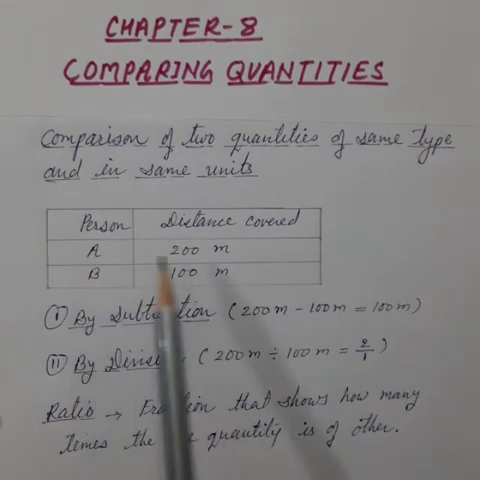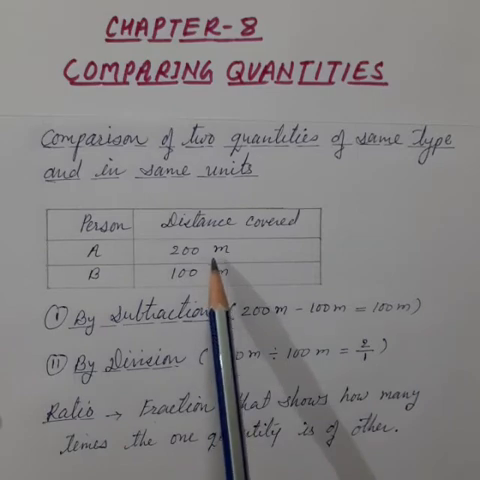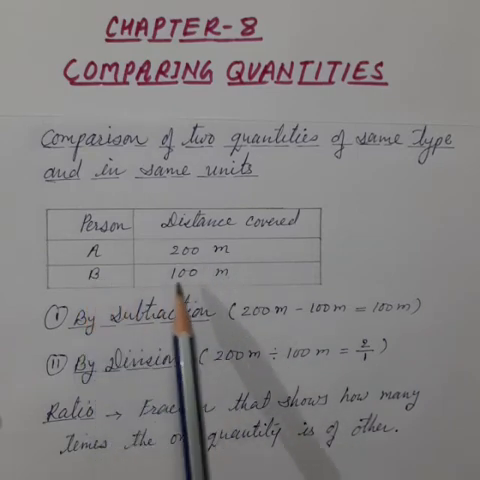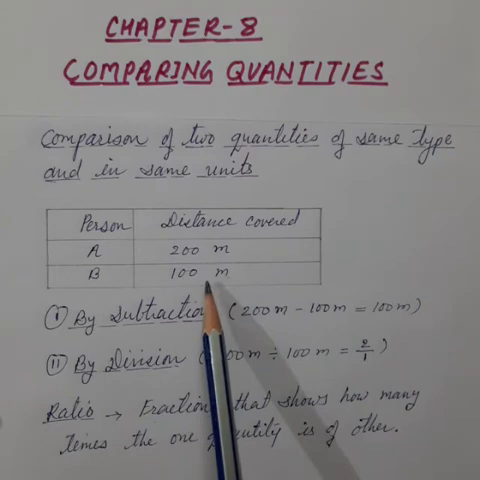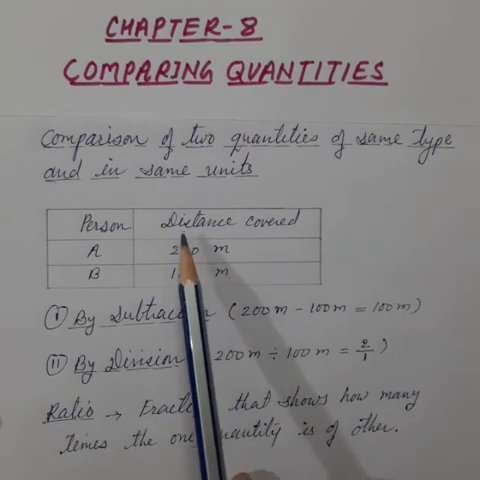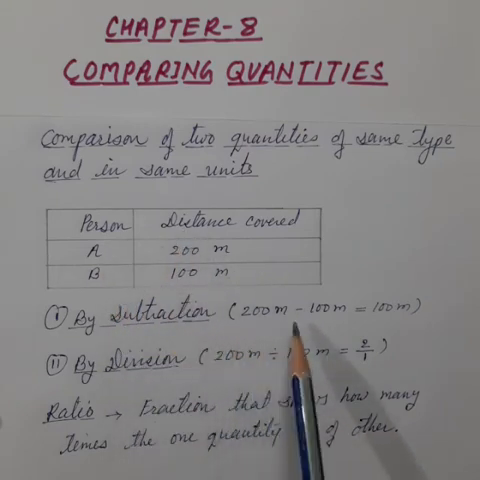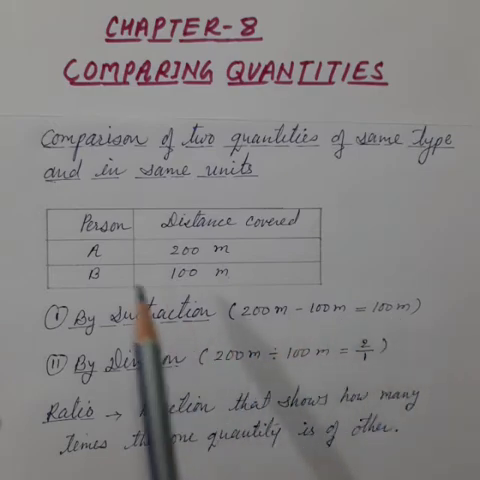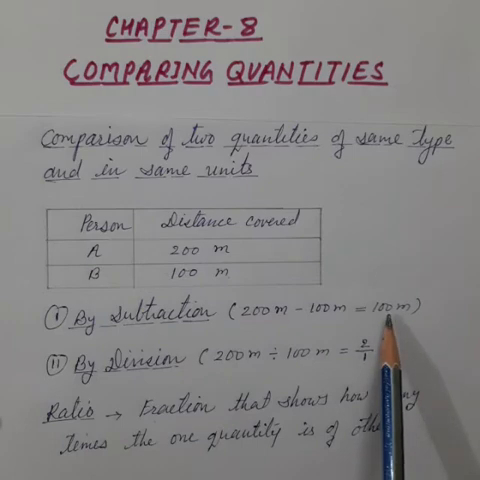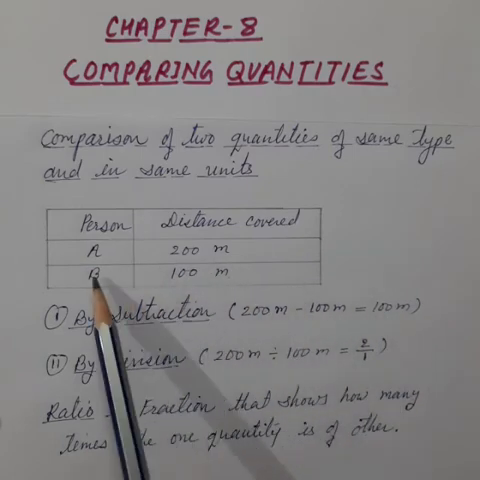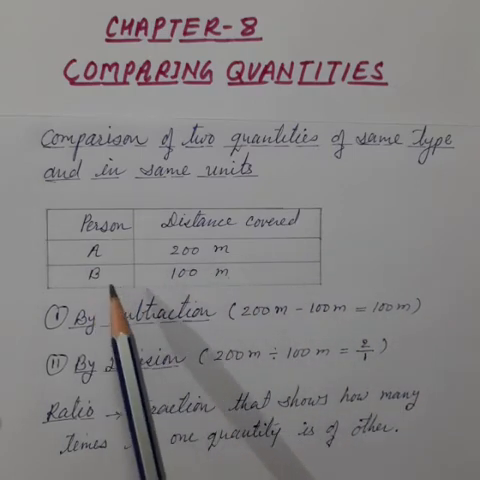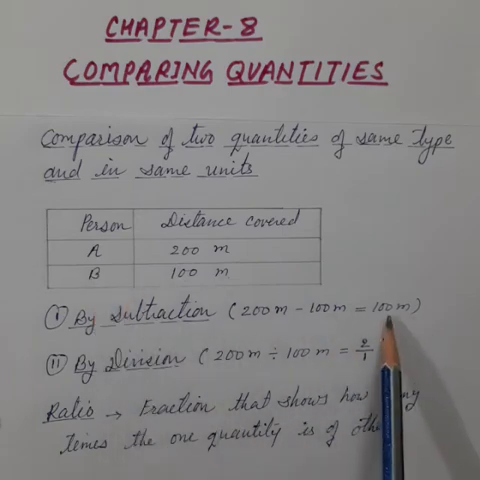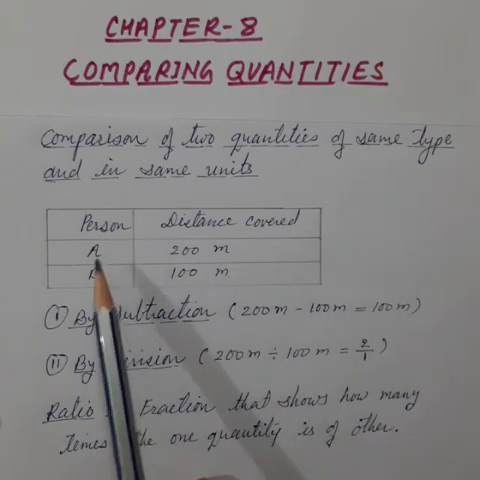Here person A covers a distance of 200 meters and person B covers a distance of 100 meters. We can compare the distance covered by them by finding the difference. The difference here is 100 meters. So we can say that A covers 100 meters more distance than B, or we can say that B covers 100 meters less distance than A.